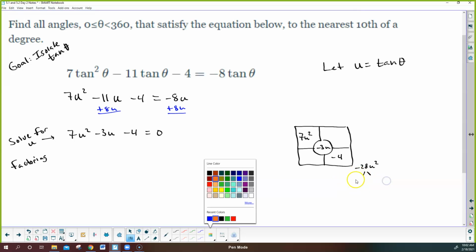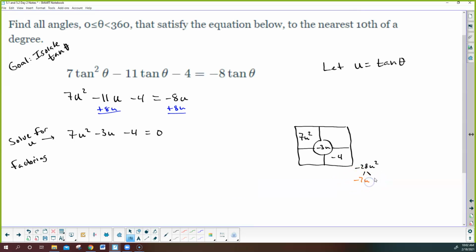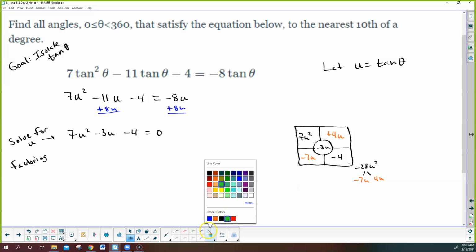Put those in a different color. Right? Those two multiply together to give me the product of the corners, but add together to give me the middle term. So I'll put a negative 7u here, and I'll put a plus 4u here. And then we're just going to factor out. Just like we did before, I can see the top two terms have a 7u in common. The top left term and right term have a 4.